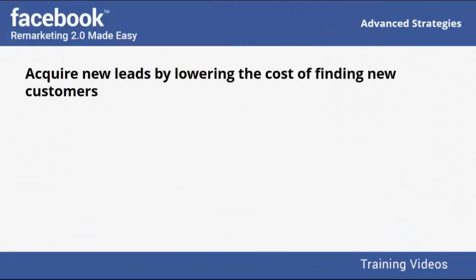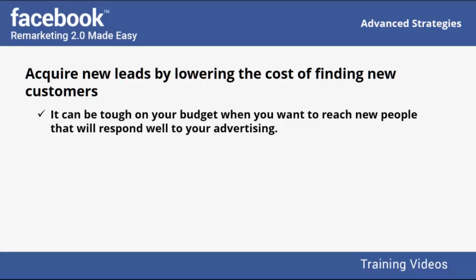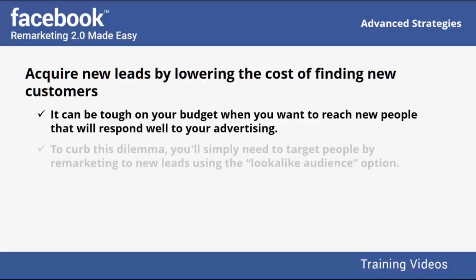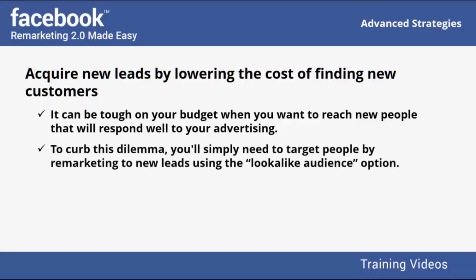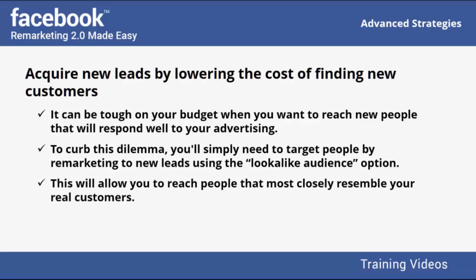Acquire new leads by lowering the cost of finding new customers. It can be tough on your budget when you want to reach new people that will respond well to your advertising, while at the same time remarketing to those that already have and trying to keep them engaged is part of the magic. To curb this dilemma, you'll simply need to target people by remarketing to new leads using the lookalike audience option. This will allow you to reach people that most closely resemble your real customers, both in their interests and spending habits, while saving you time and money.